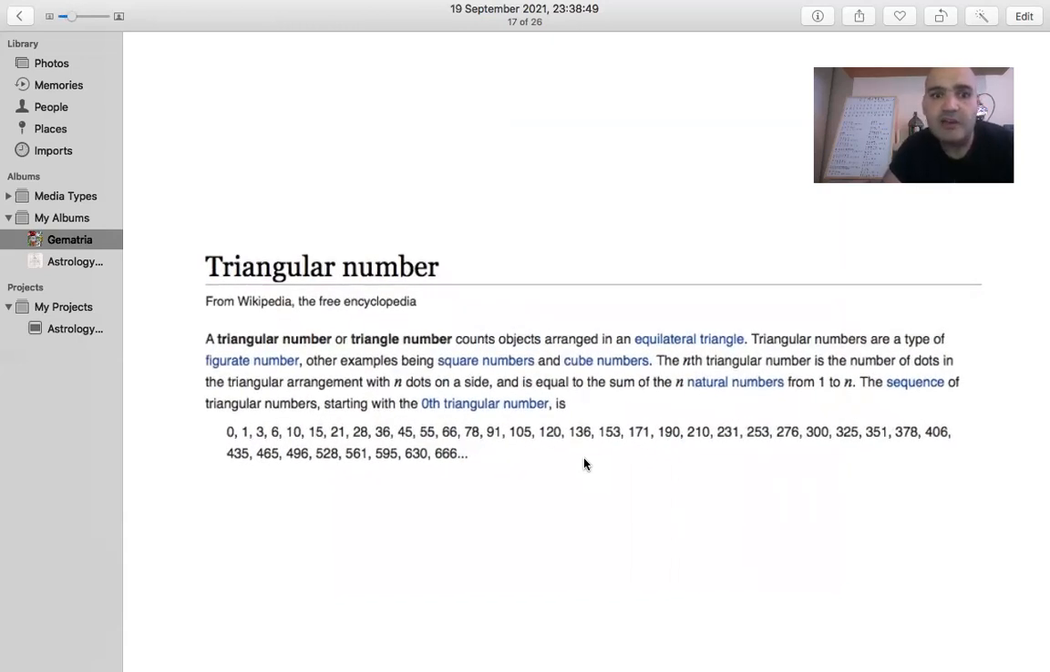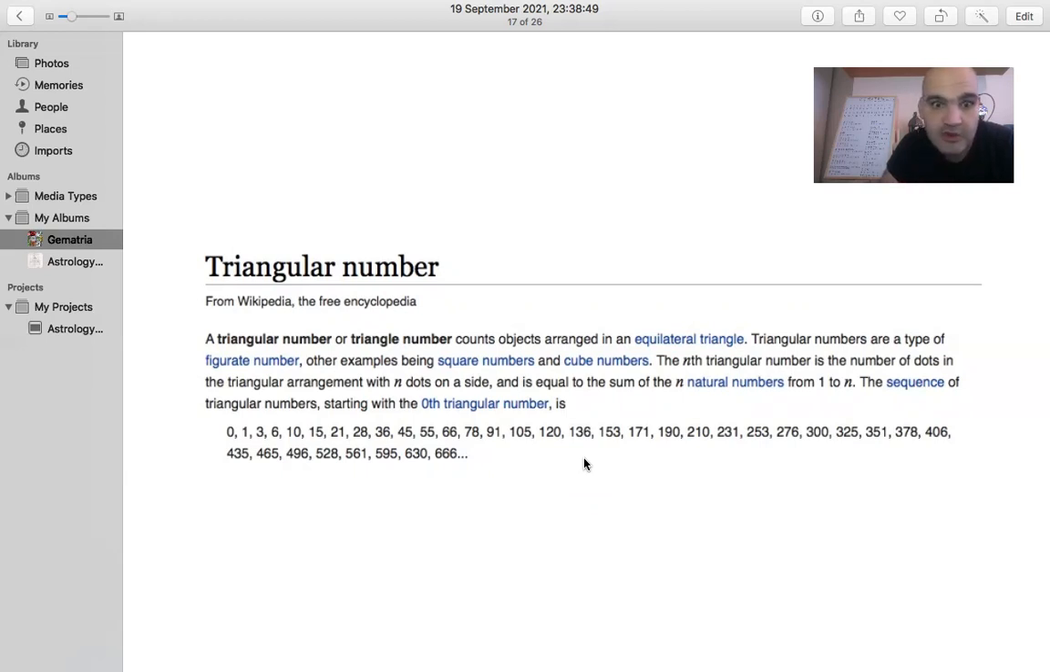A triangular number or a triangle number counts objects arranged in an equilateral triangle. Triangular numbers are types of figurate numbers, other examples being square numbers and cube numbers. The triangular number is a number of dots in a triangular arrangement with n dots on a side, and is equal to the sum of the natural numbers from 1 to n.